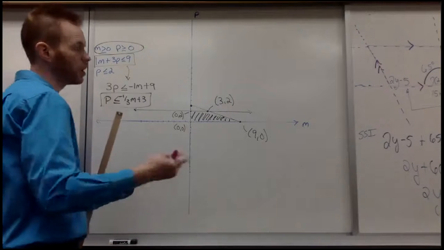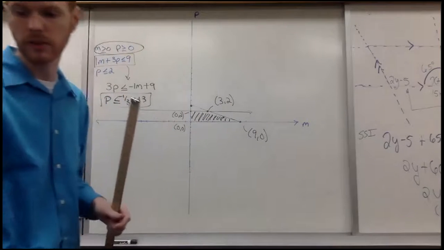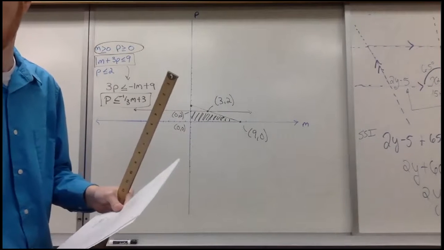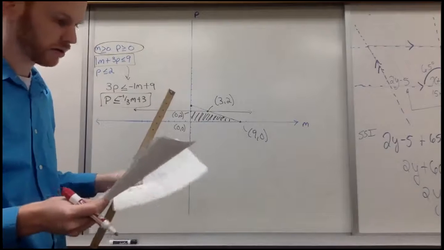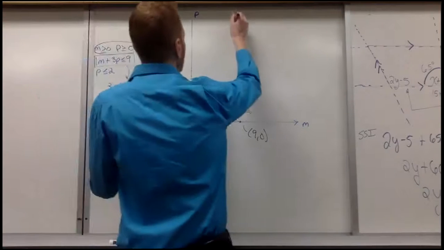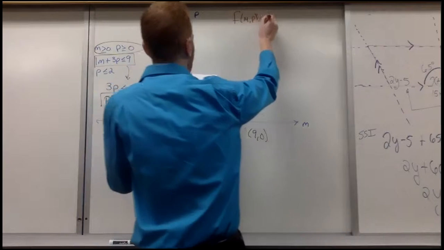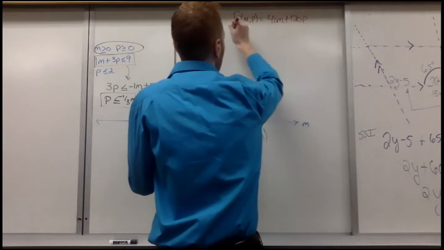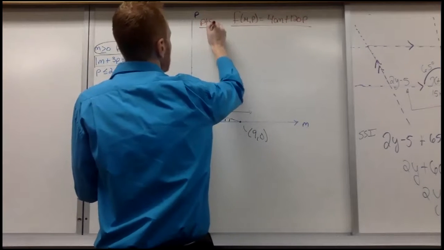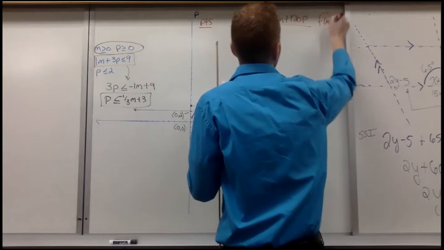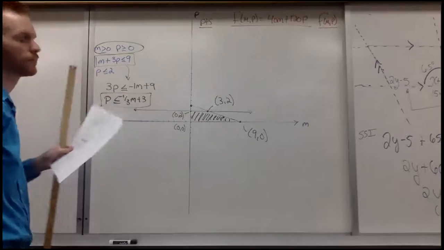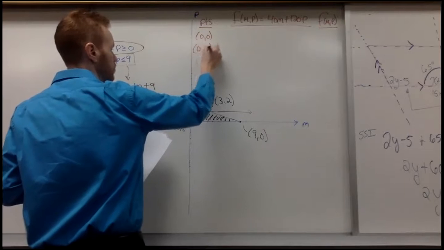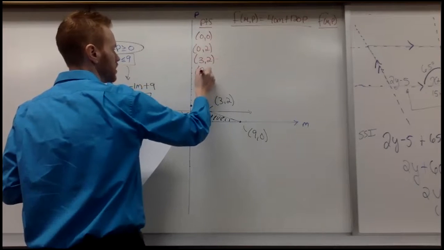So what I'm going to do, I know what my function is, right? I'll write this down again so I have it on my paper now. So the function of this guy was what? 40m plus 120p. So I have my points here, and then we'll have my outcome. The points that I have would be 0, 0, 0, 2, 3, 2, 9, 0.